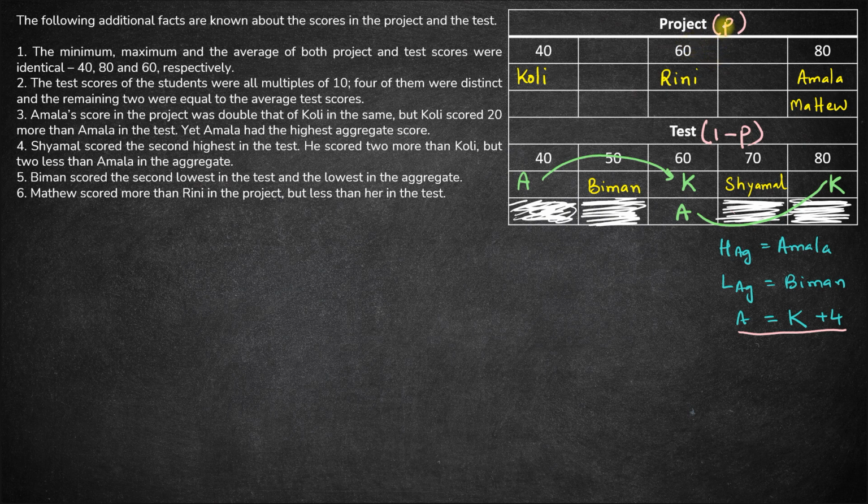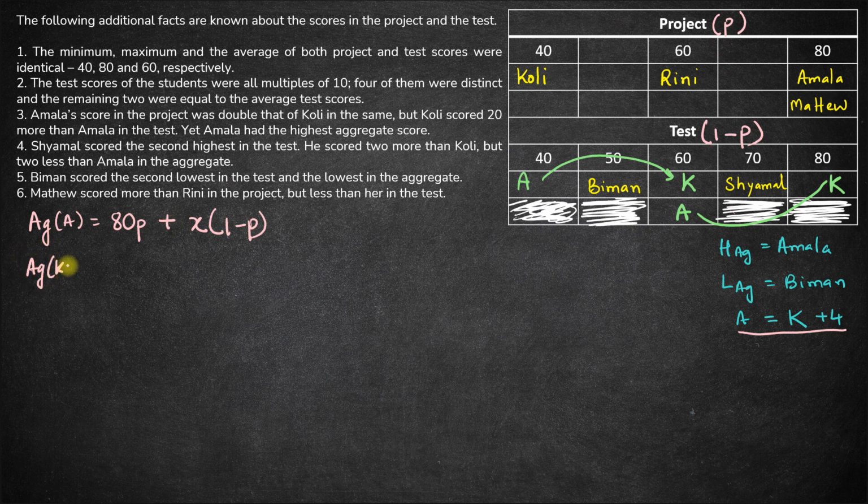Let's see. For Amala, score in project is 80. So 80 into P. Aggregate for Amala is 80 into P plus whatever Amala's score in test is, either 40 or 60. So let's say Amala's score is X over here. So X into 1 minus P, because the weightage of test is 1 minus P. So this becomes the aggregate score for Amala.